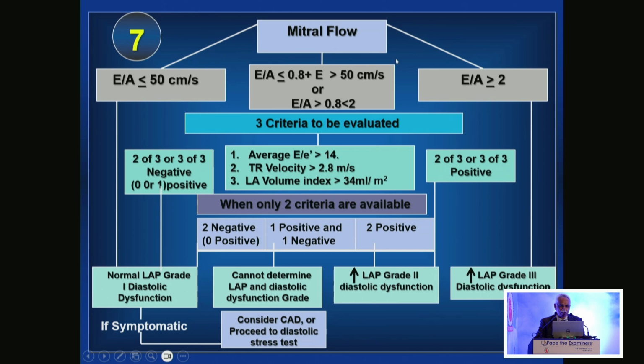When these 2 are not present, then we have to look at the other criteria. If by using the 4 criteria we have seen, when 1 criterion is positive, then it is normal. When 3 or 4 are positive, then it is grade 2 diastolic dysfunction. Only when 3 criteria are available, and 1 criterion we are not able to get, for example, there is no tricuspid regurgitation velocity to assess, then if only 1 is positive, it is likely to be grade 1 diastolic dysfunction. If 2 are positive, then it is likely to be grade 2 diastolic dysfunction.